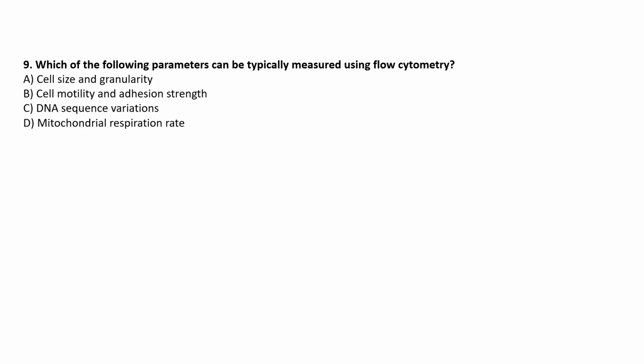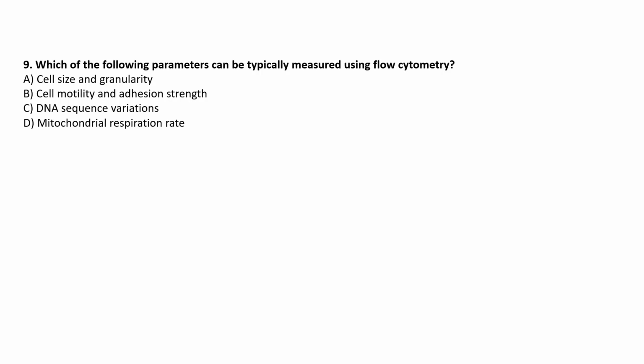So good job. As I mentioned, cell size can be measured using your forward scatter, granularity using side scatter. Okay. And the other things: DNA sequence variations, mitochondrial respiration rate, cell motility, adhesion. Adhesion strength you can't tell, but maybe adhesion a little bit you can tell based on the expression of adhesion molecules on the surface. But you cannot directly correlate that to adhesion strength, of course, because the proteins need to be functional for that.